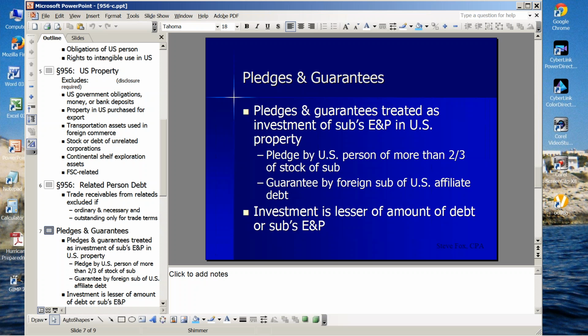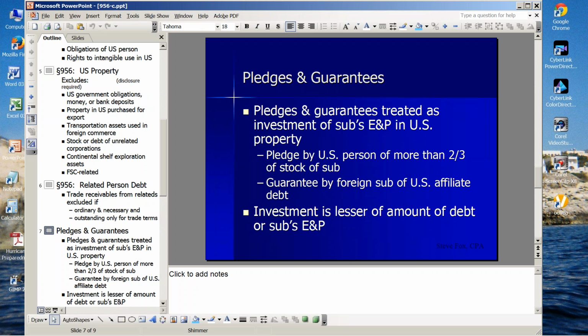This is a really important aspect of Section 956, and I find clients getting tripped up on it all the time. They say, okay, my CFC doesn't have any U.S. property, so I'm going to go to the bank and the CFC is going to guarantee the loan. They're all going to guarantee the loan. Well, that's a real problem. I've seen inexperienced bankers insist that everybody in the whole ownership group has to sign on the dotted line guaranteeing everybody else's debt. And that's a real problem.